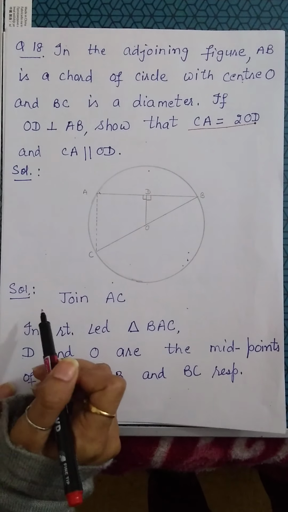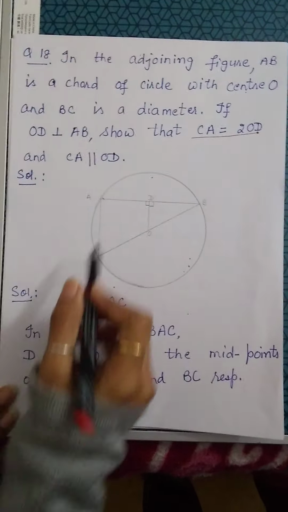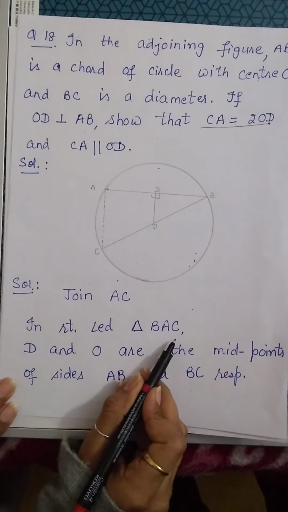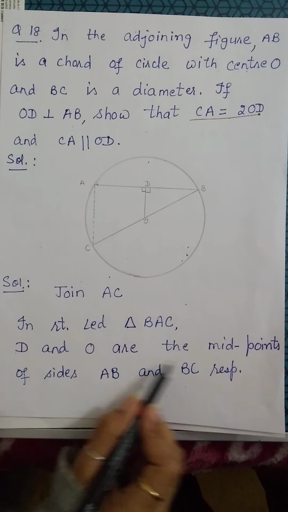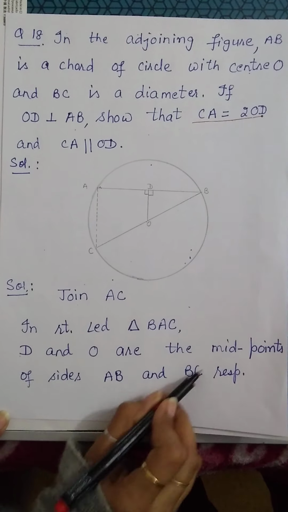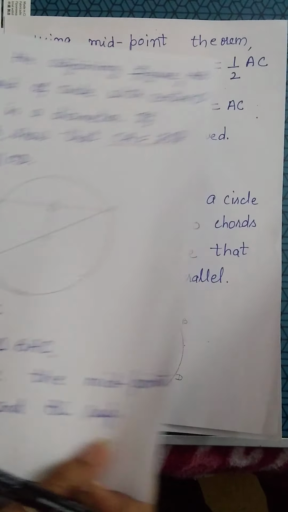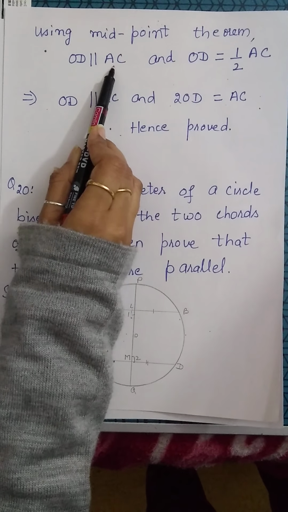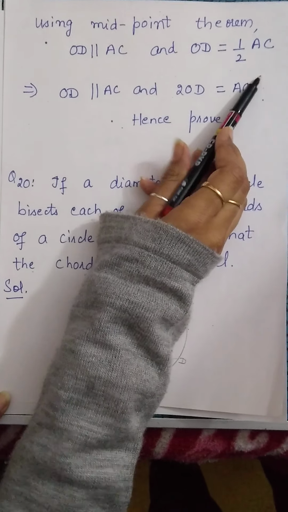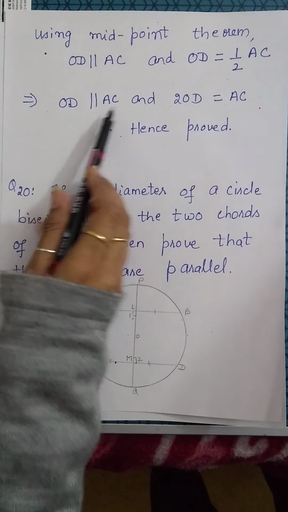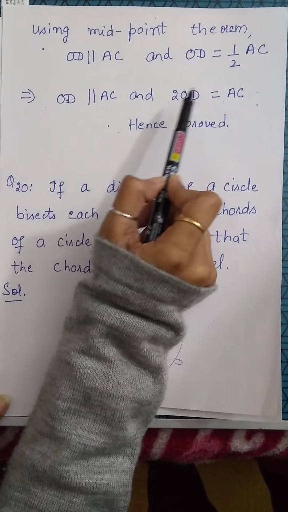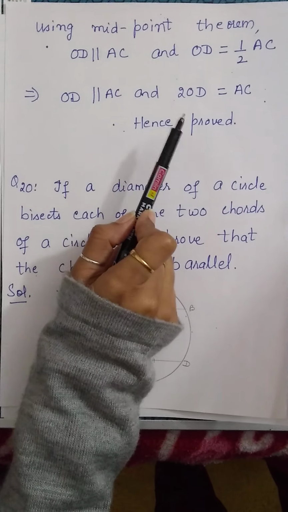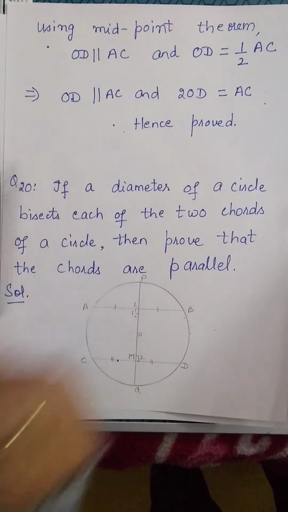Okay, if we remember, we have done the midpoint theorem. So we will be joining AC because we require AC. Now in right angle triangle BAC, I can use that D and O are the midpoints of the sides AB and BC respectively. Now using the midpoint theorem, I can say OD is parallel to AC and OD is half of AC. This implies OD is parallel to AC, and if I take 2 to the other side, I will get twice of OD is equal to AC. Hence proved. So we are just using the midpoint theorem here to prove the given result.